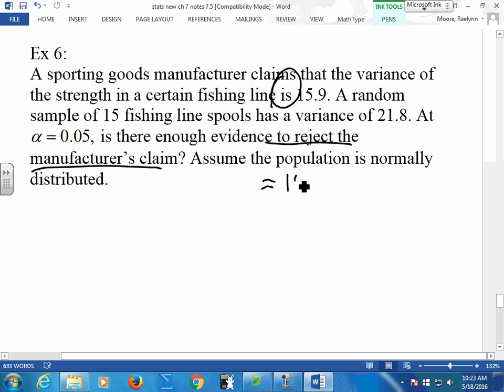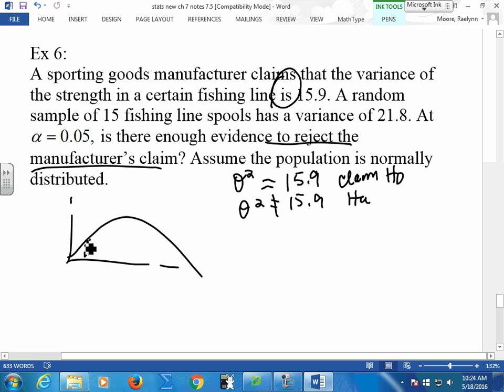Good. What symbol do I use to represent population variance? Sigma squared. Good. This is my claim. Good. This is my H0. My HA tells me what is my tail? 2 tail. So remember, there's no negatives in here. So you're going to find a tail here and a tail here. So this is your reject H0, and fail to reject H0. I want to see the H0 on this. Some of you guys are still forgetting to put the H0 in here.